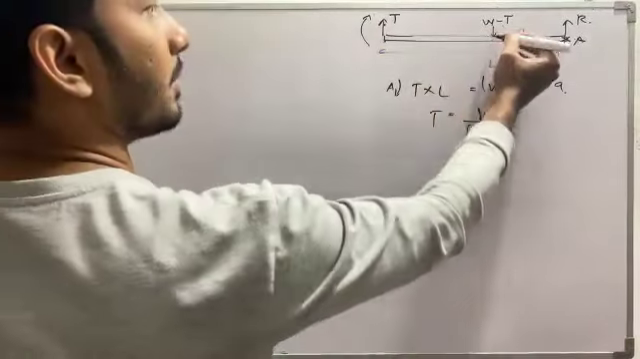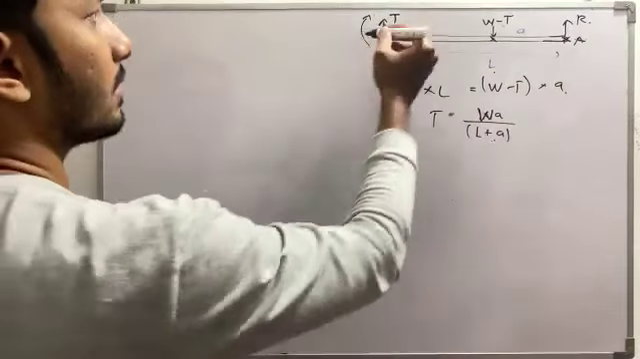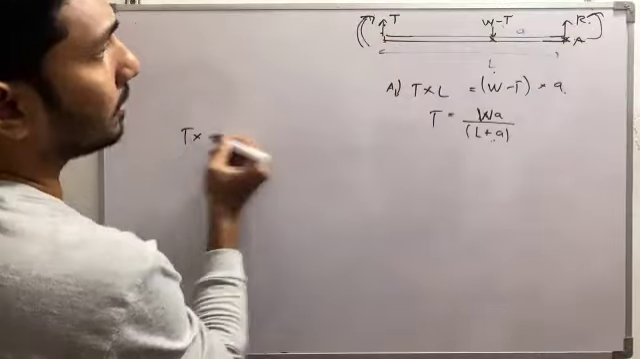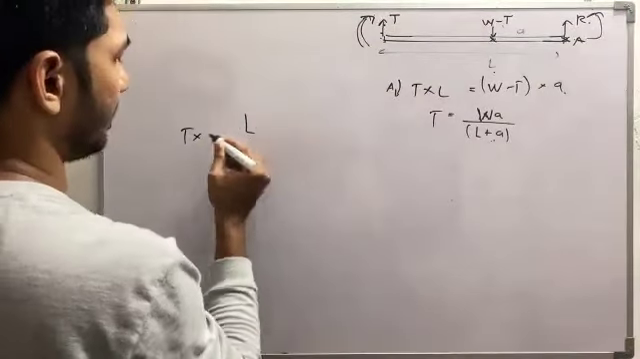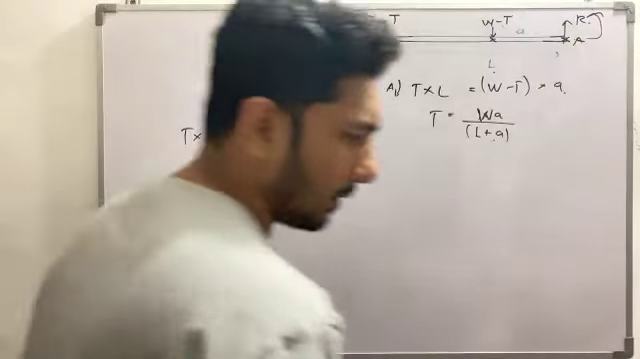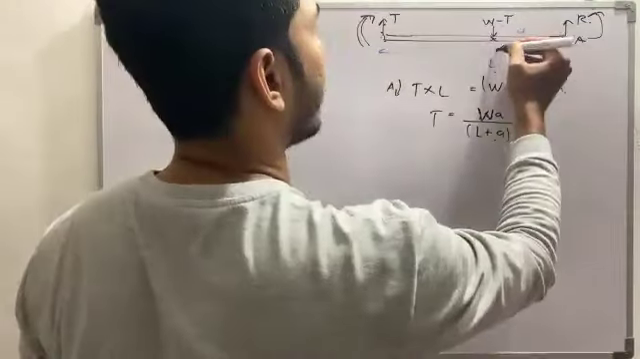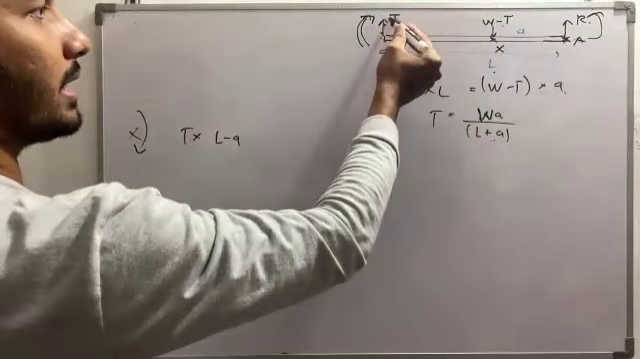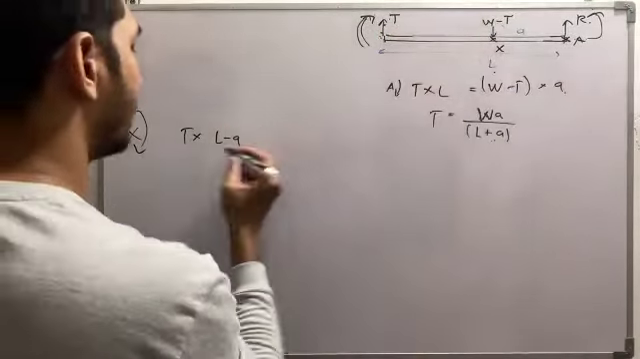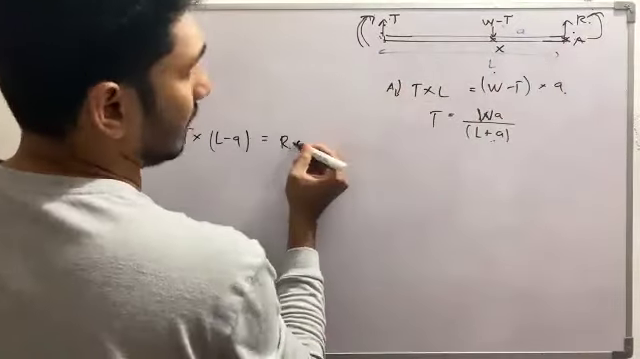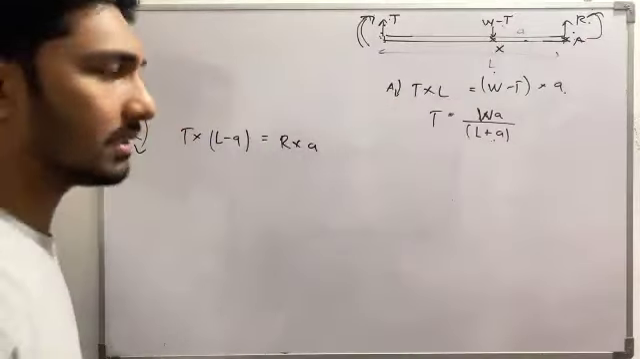Can't we take moments from here? So the moment due to this will be equal to the moment due to this. So T into this distance, which is L minus A. I'm going to call the midpoint X. So about X, I'm taking moments. The moment due to this will be T multiplied by this distance L minus A, and it will be equal to R into what? A. Just A is the distance.